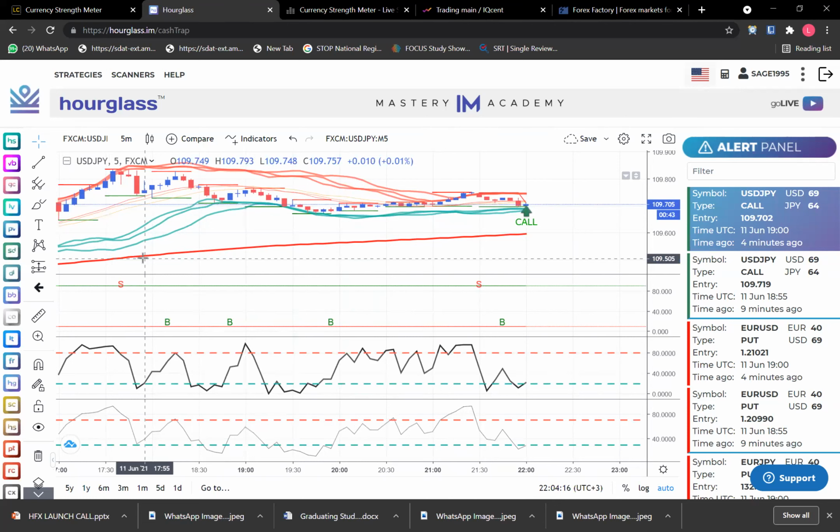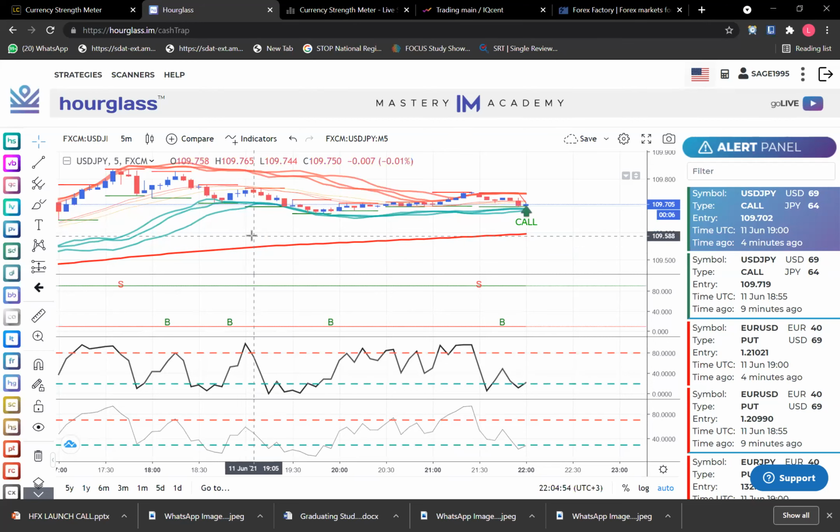Now, if you see this 200 EMA below all these candles, it means this market is in a buy trend. If you see the 200 EMA above all the candles, it means this market is in a sell trend. Now, from what we can see here in this USD JPY, is this market in a buy trend or in a sell trend? Good. I believe you guys are getting it. The market is in a buy trend.